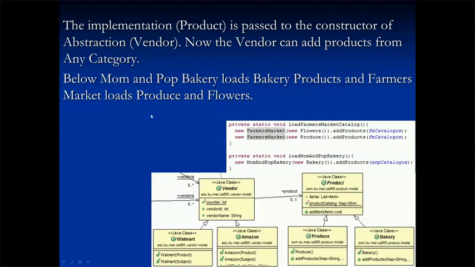Below this is code which I have taken from my own code. Here you can see load mom and pop bakery. This one sells only bakery items. They do not sell anything else. So the mom and pop bakery is a vendor here, and then you have a product which is a bakery item. Now they have the bakery catalog, the mom and pop catalog. Farmers market has flowers and produce, so they create their own catalog. They just pick and choose what they want, and they can create their stuff. That's where the power of the bridge pattern comes into play.